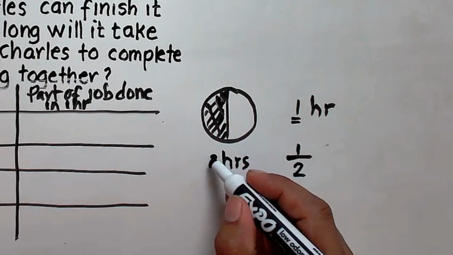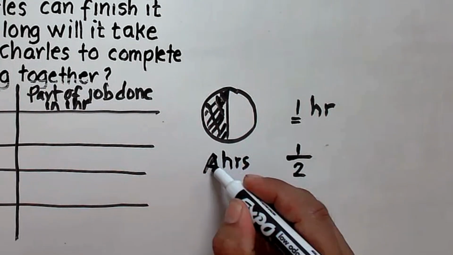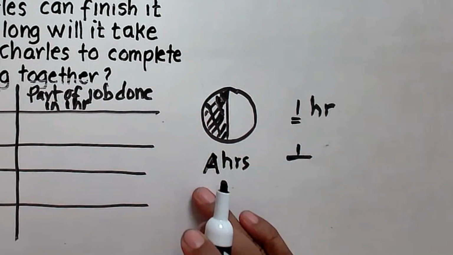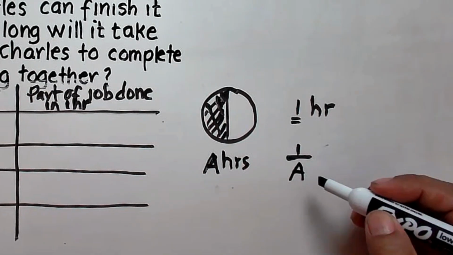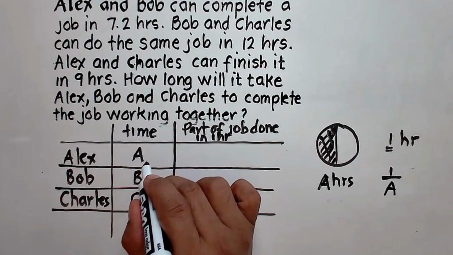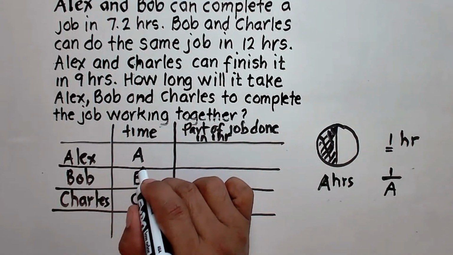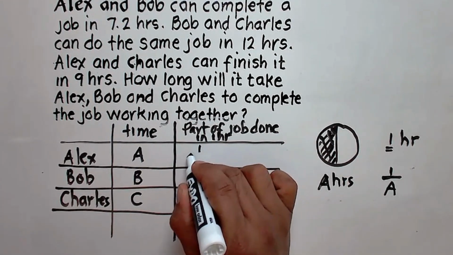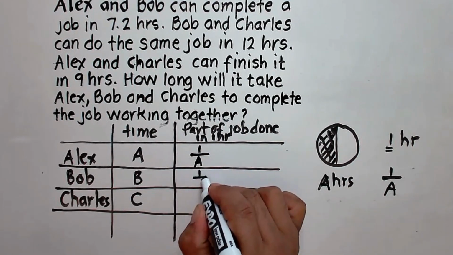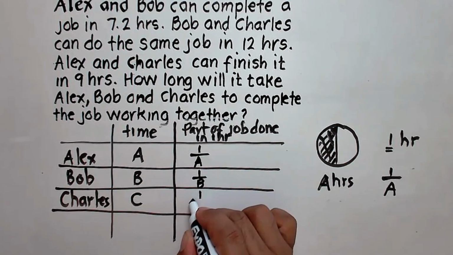Generally, if I can finish the job in A hours, the part of the job that I can finish would be 1 over A. This is the part of the job that I can finish in 1 hour. So similarly here for Alex, if he can finish the job in A hours, in 1 hour, he can complete 1 over A of the job. The same for Bob, 1 over B. And for Charles, 1 over C.